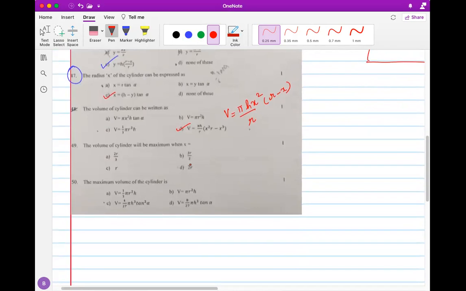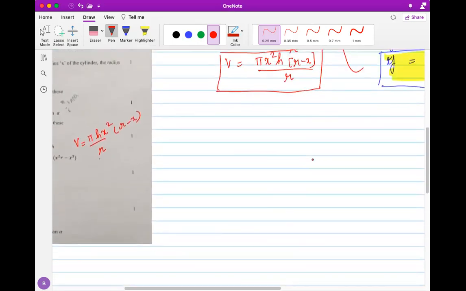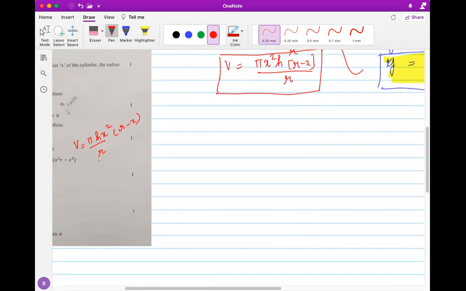So volume of cylinder will be maximum when? Then we have to differentiate. So dV with respect to dy. Pi is a constant, h is a constant, and r is a constant. Now how do we differentiate? We are going to differentiate dV with respect to dy.